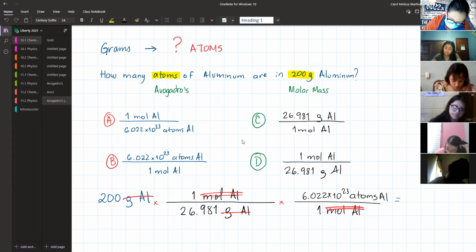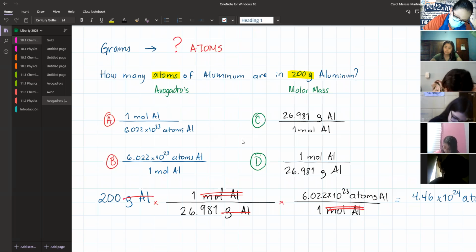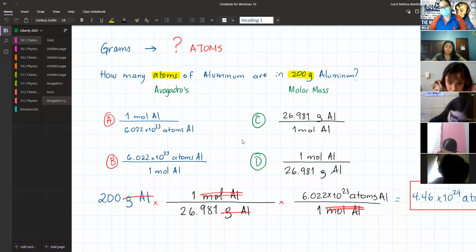4.46 times 10 to the 24th power atoms of aluminum. Two-step conversions. Remember, you write the units that you didn't eliminate. Atoms of aluminum.